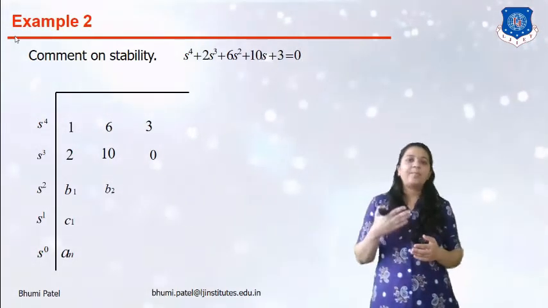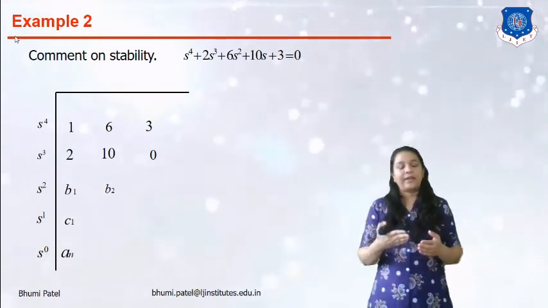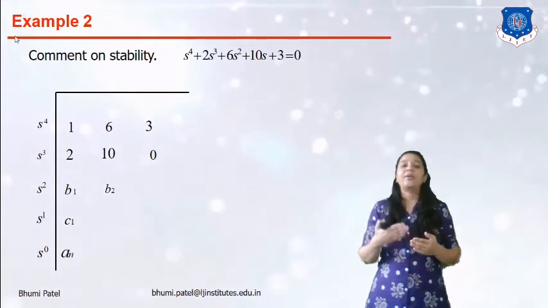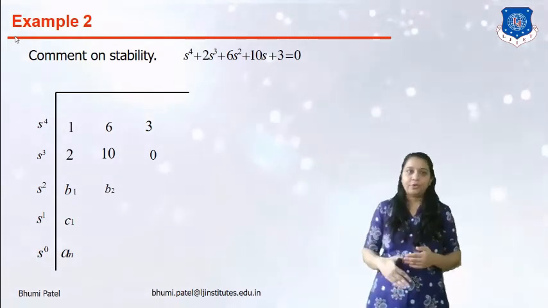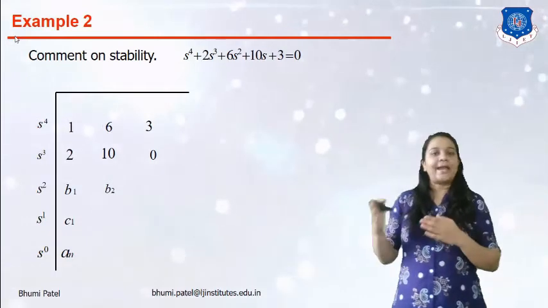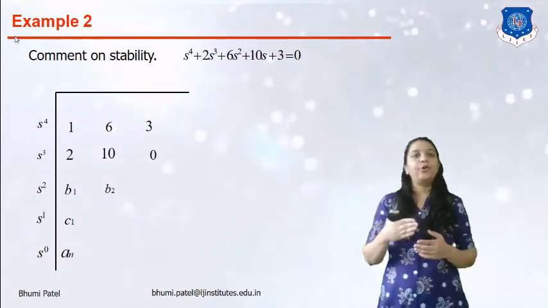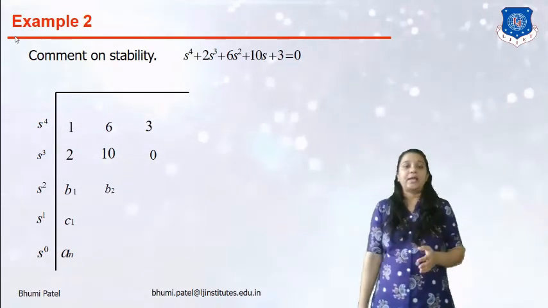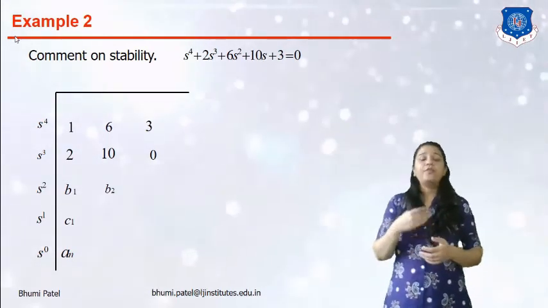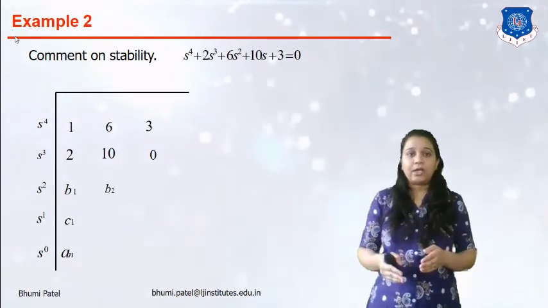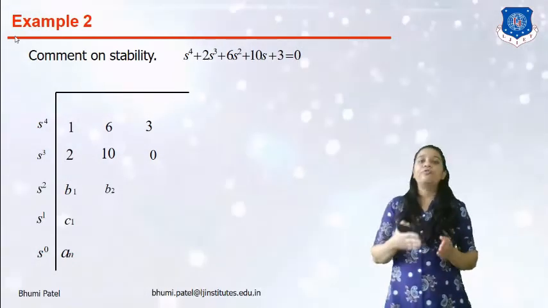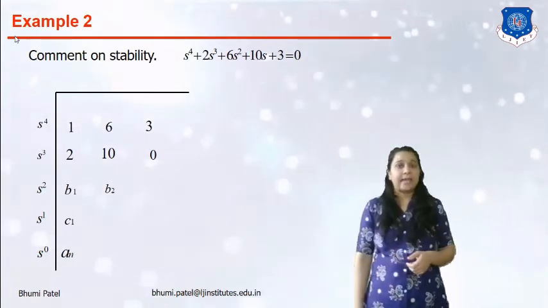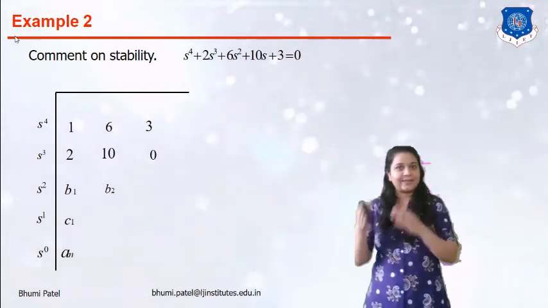Here the maximum power of s is 4, so we write s raised to 4, and decrease the power of s up to s raised to 0. So the table format is like that: s raised to 4, s cubed, s squared, s raised to 1 and s raised to 0. Now in this table we have to write the coefficients of this system. Here the coefficient of s raised to 4 is 1, so we write 1. After that we skip the second term, that means 2s cubed.